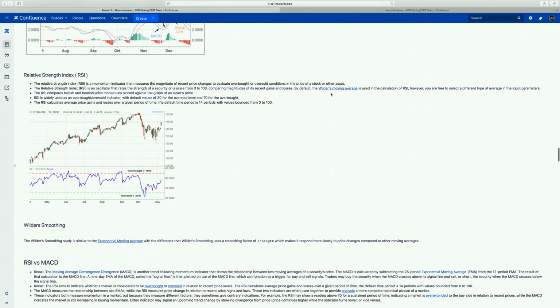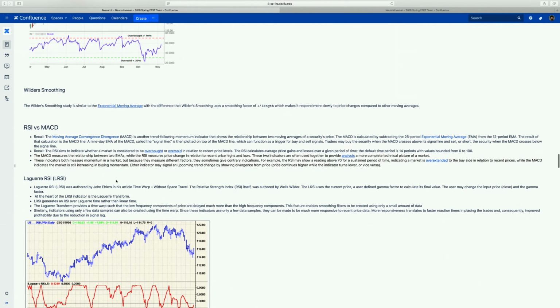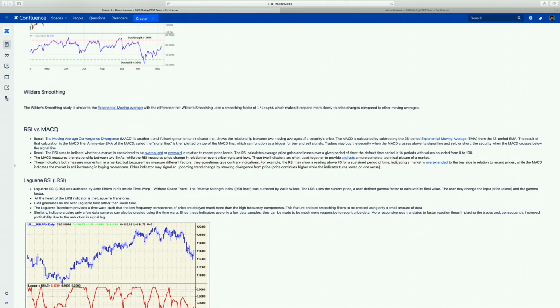This does mention something called Wilder's moving average. There's a Wilder smoothing concept, which is similar to an exponential average, but the difference is that it responds more slowly to price changes than the exponential moving average. I thought I would add that here since it's mentioned. Now we're almost there to talk about what the Laguerre RSI is doing. Before we do that, we'll talk about the RSI versus the MACD.